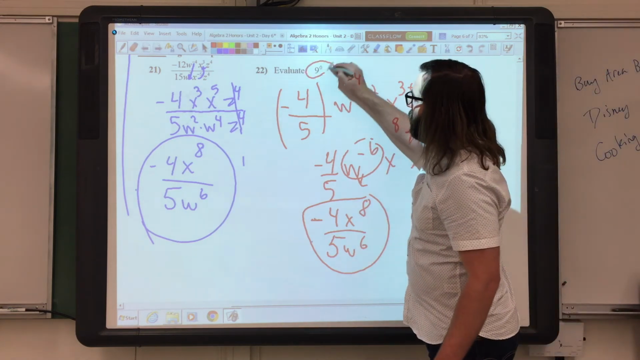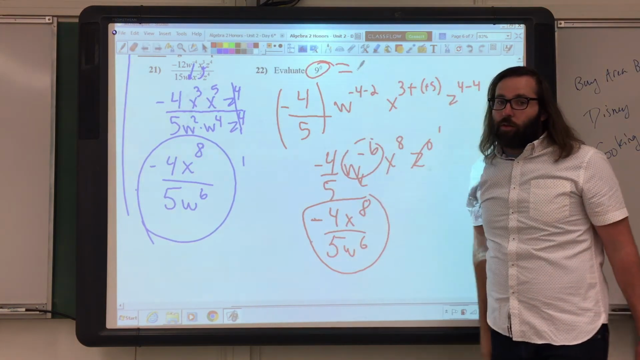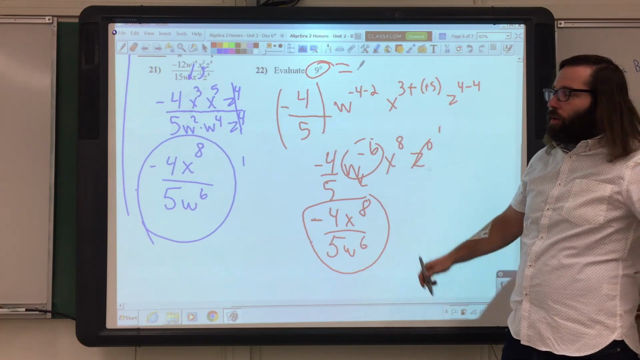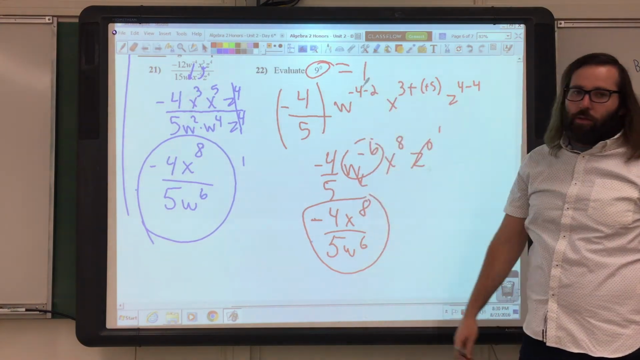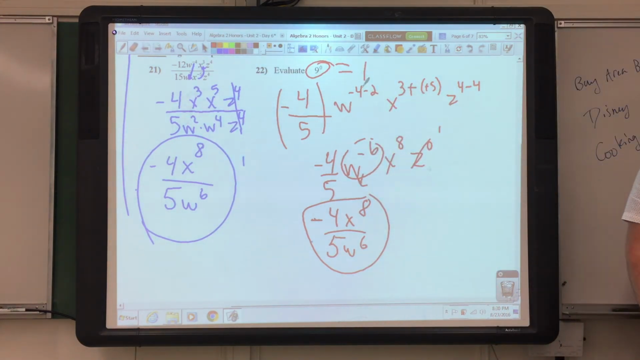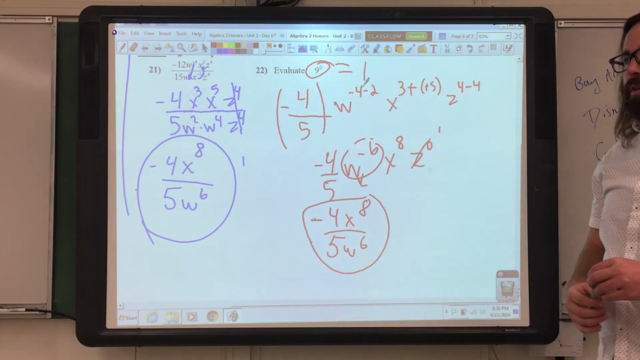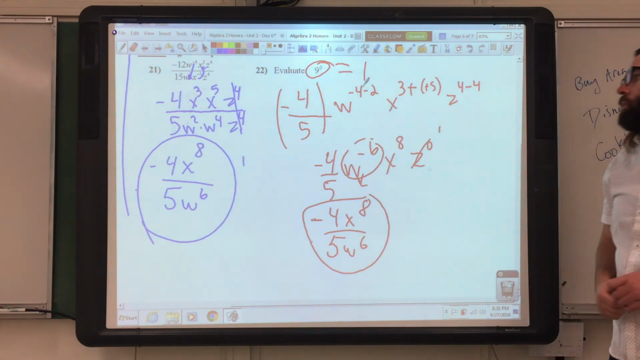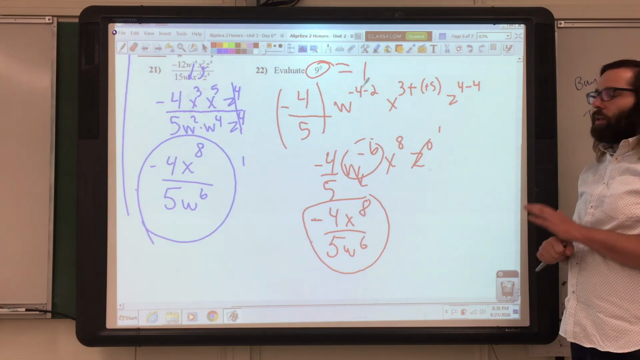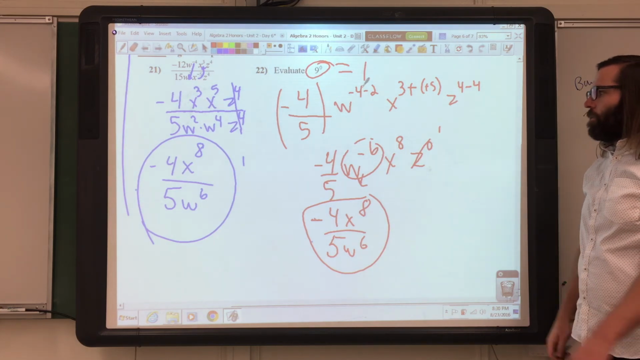And lastly, 9 to the 0 equals 1. You should know anything to the 0 power equals 1. Always. 0 to the 0 power equals 1. Okay, anything to the 0 power equals 1.